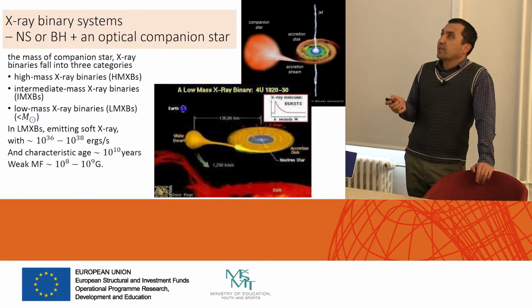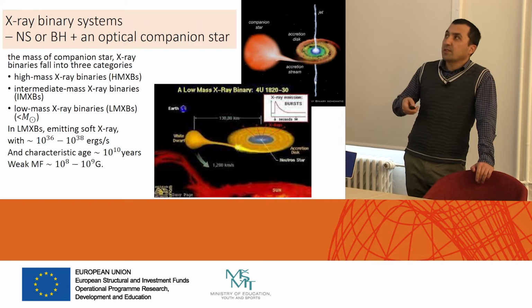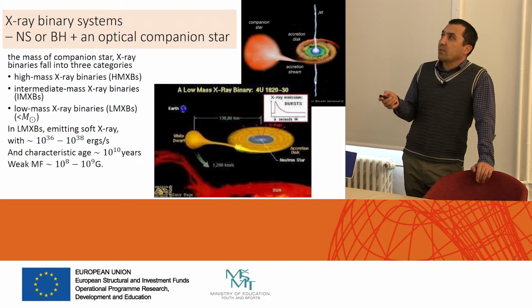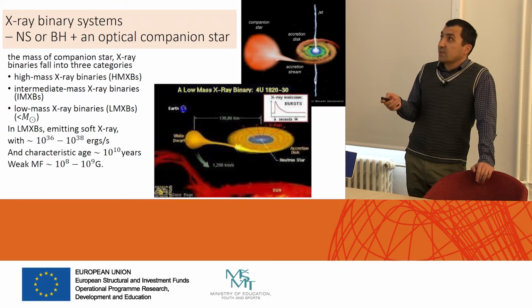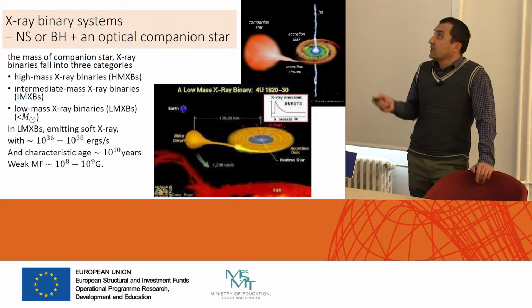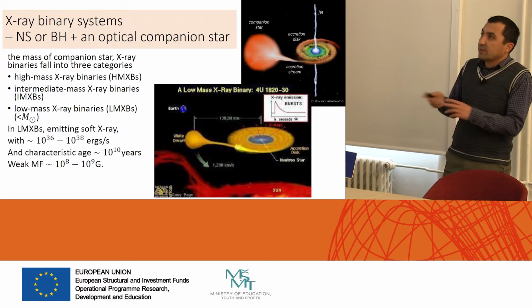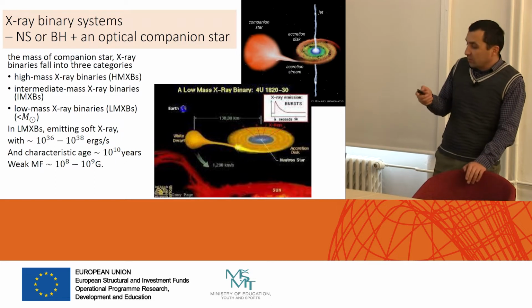The mass of the companion star can be different, and according to their mass there are three types of binary systems: high mass X-ray binary systems, intermediate mass binary systems, and low mass X-ray binary systems. We are interested in the low mass X-ray binary systems, where the mass of the companion star is less than or equal to one solar mass.